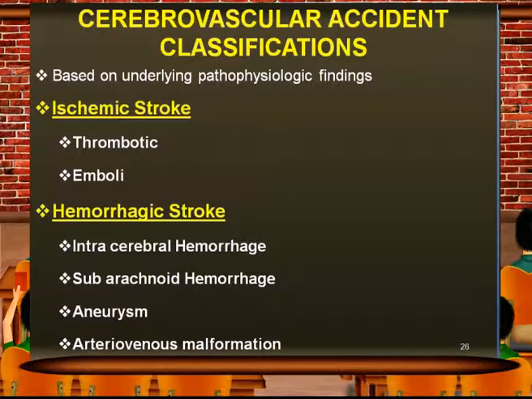Based on the underlying pathophysiologic findings, we divide stroke into 3 types. We have a classification of ischemic stroke, which is further divided into thrombotic stroke and embolic stroke, and hemorrhagic stroke, which is further divided into intracerebral hemorrhage and subarachnoid hemorrhage, from aneurysmal rupture, or AV fistulas or AV malformations.